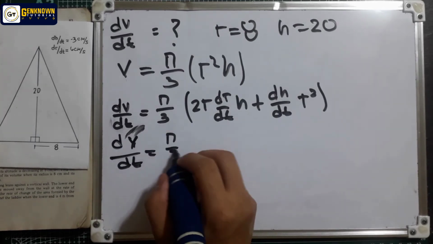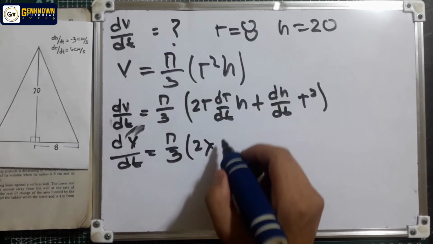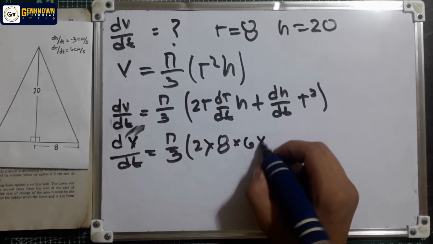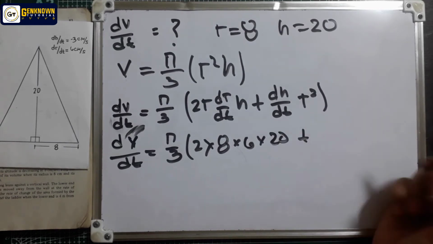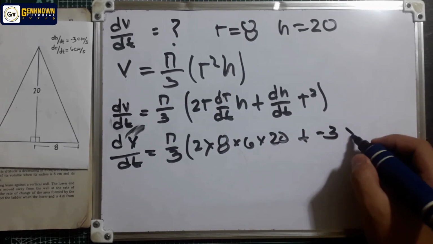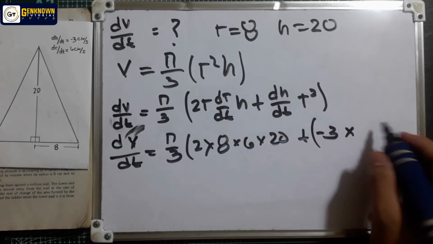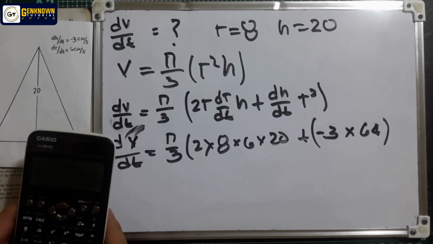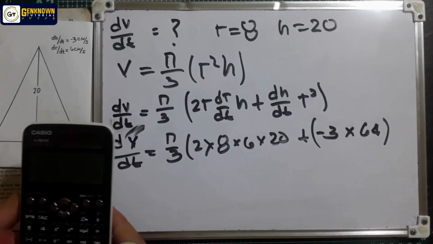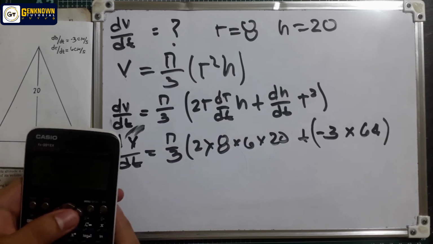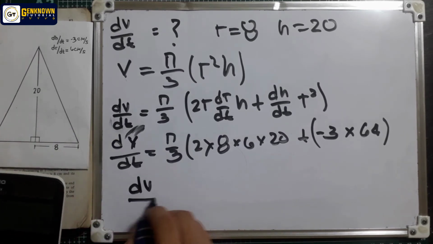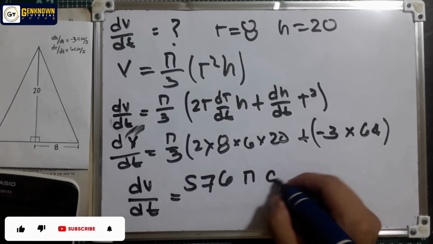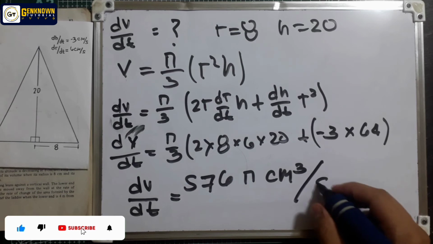So meron tayong dv/dt is equal to pi third, 2 multiplied by r which is 8, times dr/dt which is equal to 6, times h which is 20, plus dh/dt which is negative 3, times r squared which is 64. So calculate, we have 2 times 8 times 6 times 20 minus 3 times 64 over by 3. We have dv/dt is equal to 576 pi cm cubed per second.